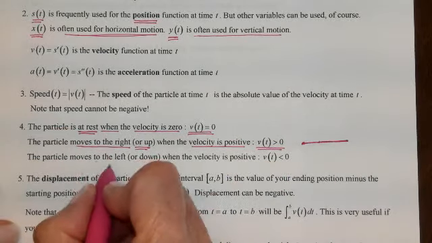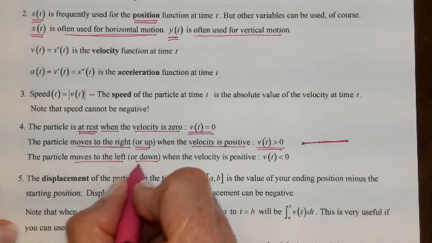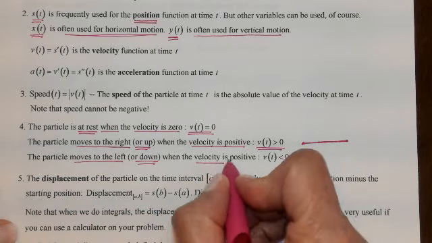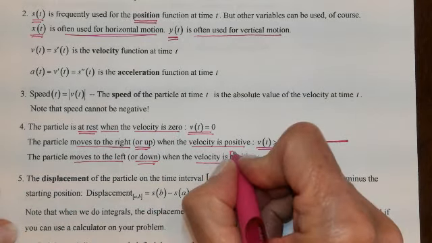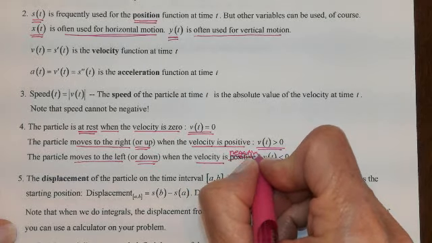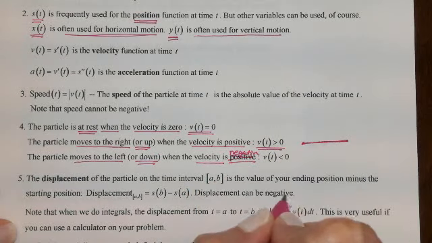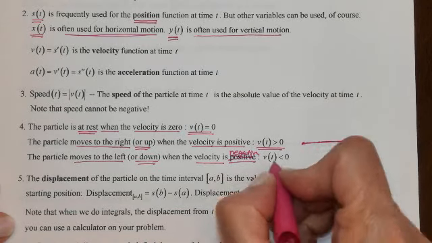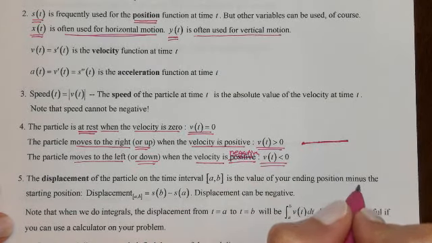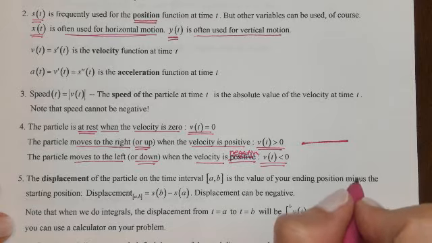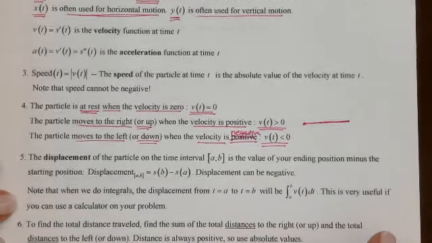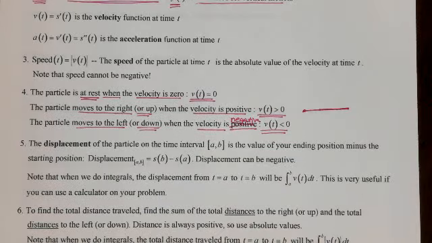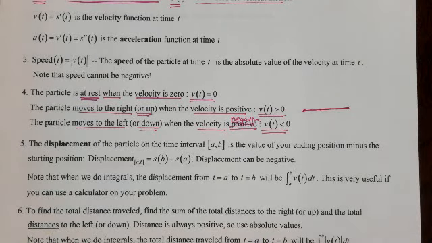So the particle moves to the left or down when the velocity, oh my goodness, there's a little typo, negative, goodness. That should be negative. I'm going to change that on yours so you'll never know that was like that. Anyway, then the velocity is negative. Velocity negative. Okay? All right, I need to make myself a note to change that on yours. Okay, it's changed. So you'll probably never see that. Hopefully you'll never see that.